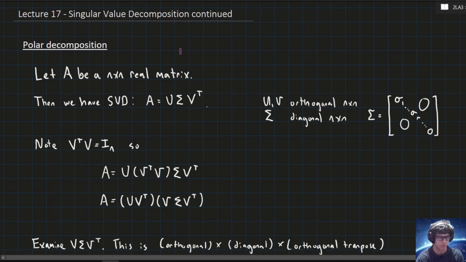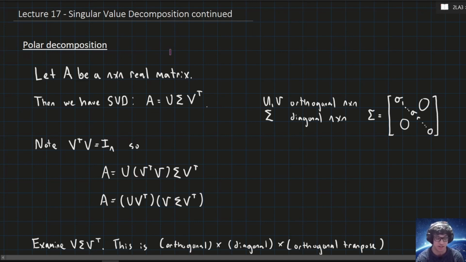Okay, welcome back. This is lecture 17. In this lecture, we'll be looking at some of the consequences and applications of the singular value decomposition that we showed in the last lecture. Okay, so our first consequence is we get something called the polar decomposition.